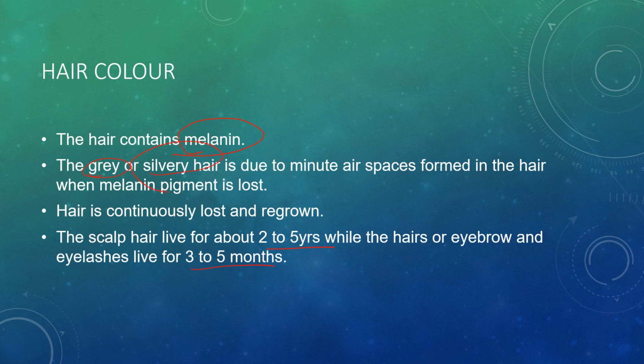That is due to the minute hair spaces formed in hair when the melanin pigment is lost. Now hair is continuously lost and regrown. So the hair of the scalp is replaced every 2 to 5 years, and the hairs of the eyebrows and eyelashes live for 3 to 5 months. Is it clear? Now we will move on to the functions of the hair.